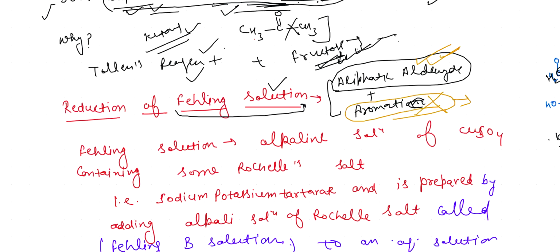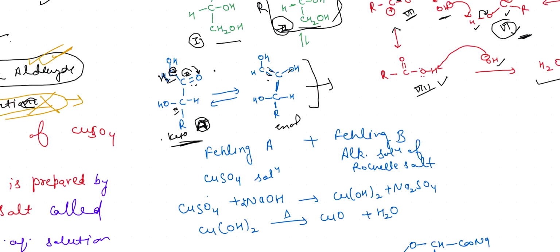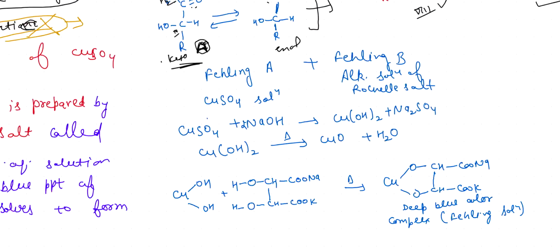Now, what is Fehling solution? You must know the Fehling solution. What are the components of Fehling solution? It is comprised of two components. One is Fehling solution A, another is Fehling solution B. And first of all, what is Fehling solution A? It is a copper sulfate solution. Clear? And Fehling solution B is the alkaline solution of Rochelle salt.